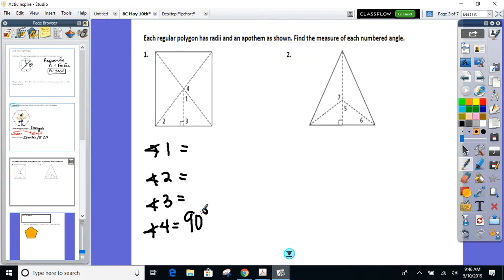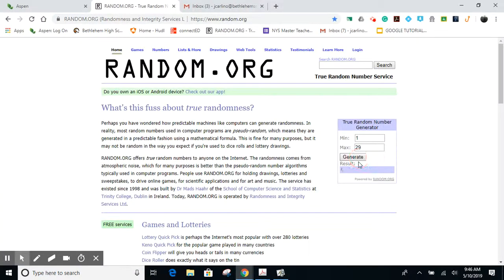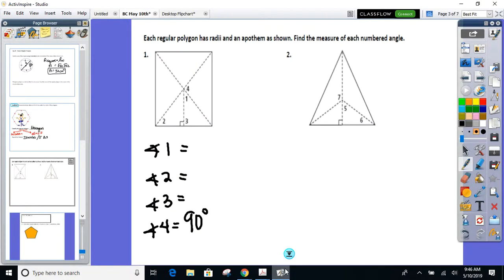Now I'm going to go to angle 1. Angle 1. 45, right? You're the one that gave me the theorem, right, Fiona? What's the apothem do, everyone? Bisects that 90. Okay, let me go to 3 now. I probably should have gone to that one first, but angle 3.